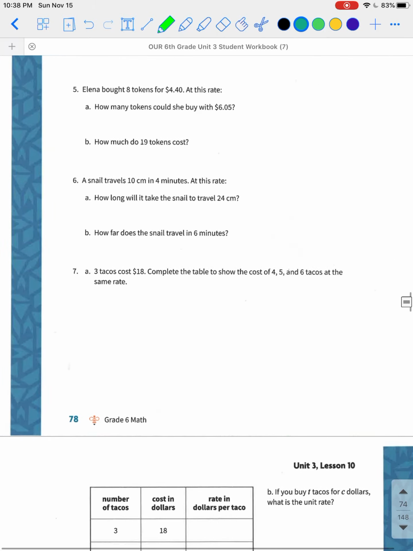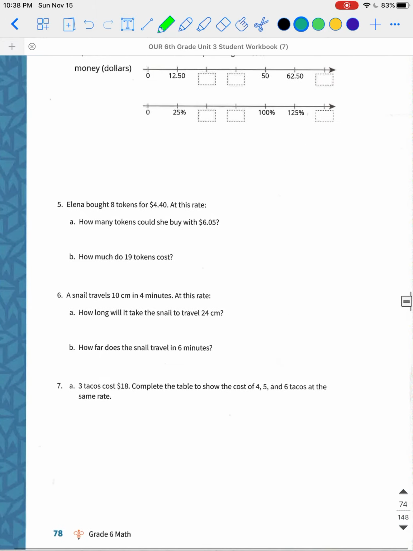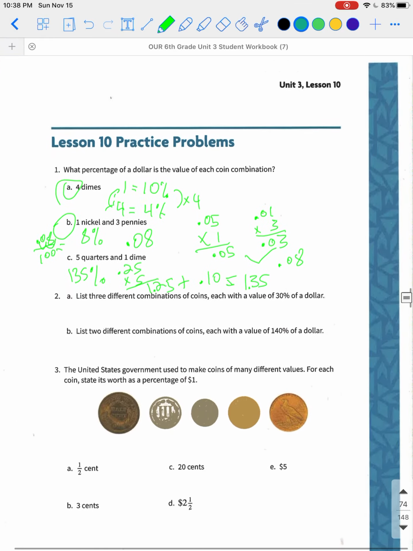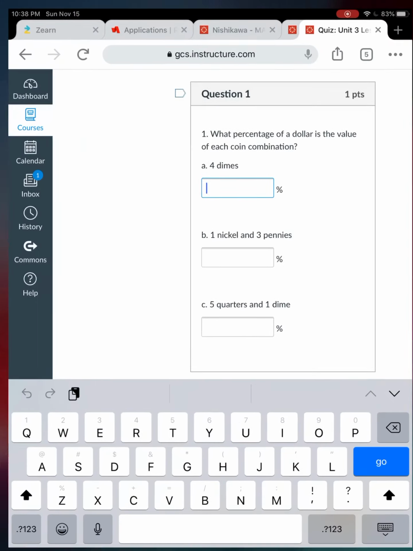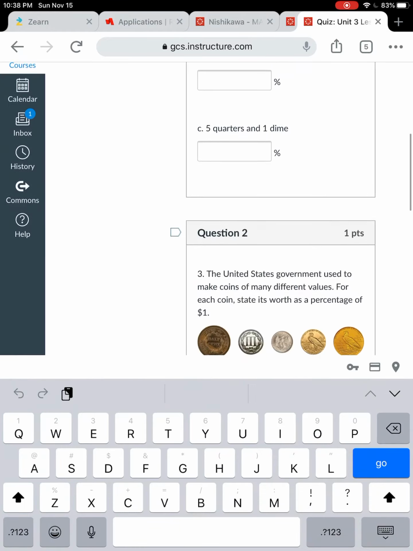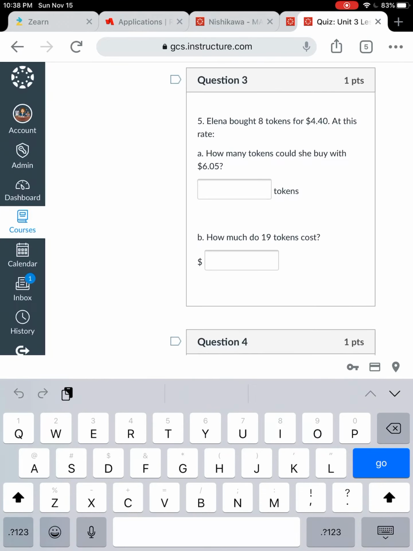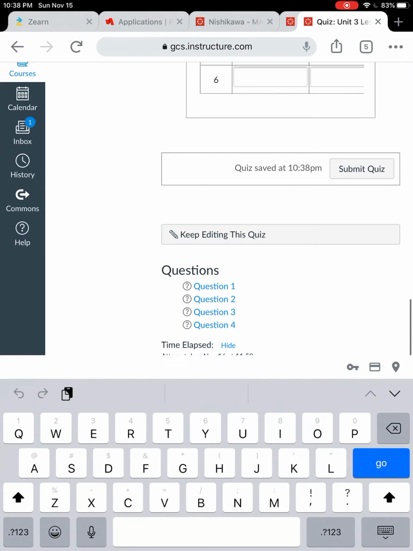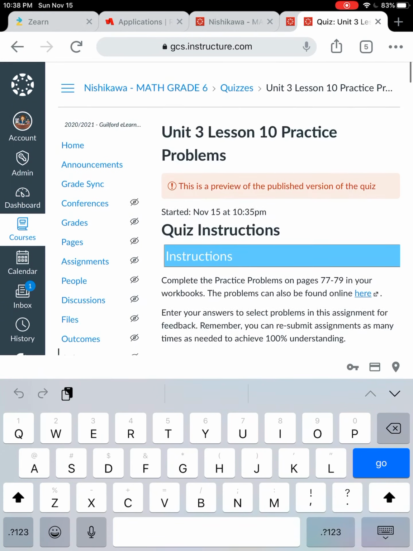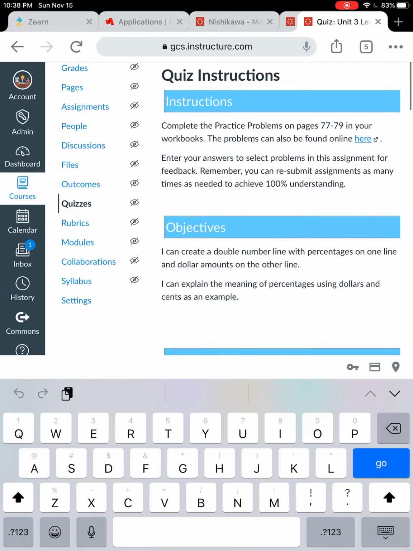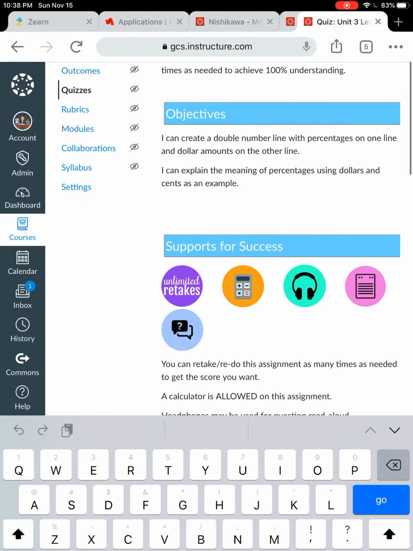I'd like you to look at some of these others as well, because they are really good practice. Then you're going to put them into our questions here. Question 2, question 3, question 4. And submit. You can do this as many times as you want until you get the right answer to make sure you understand.